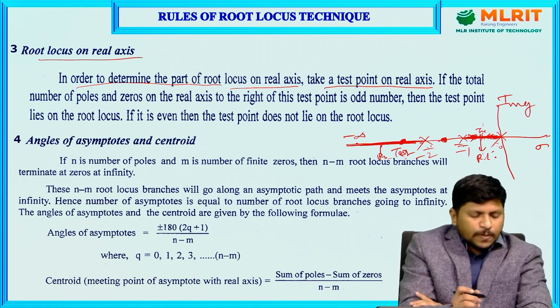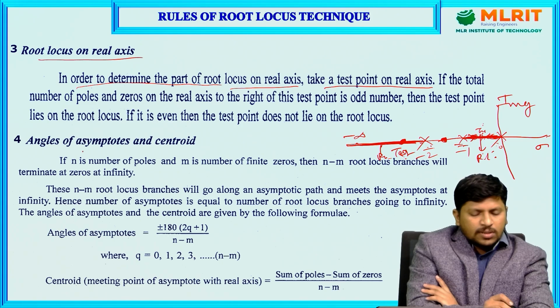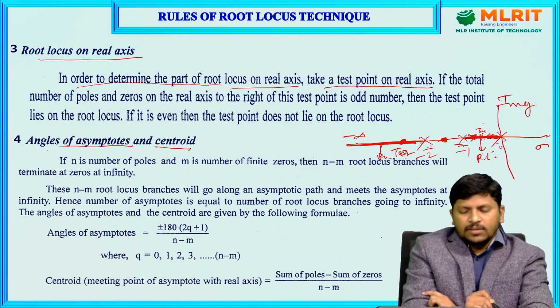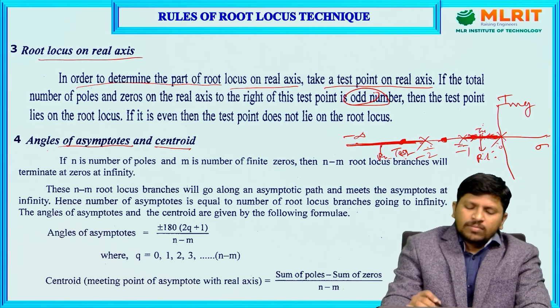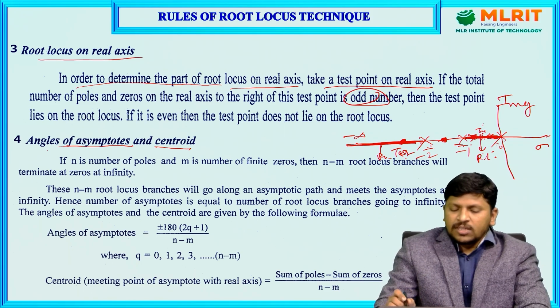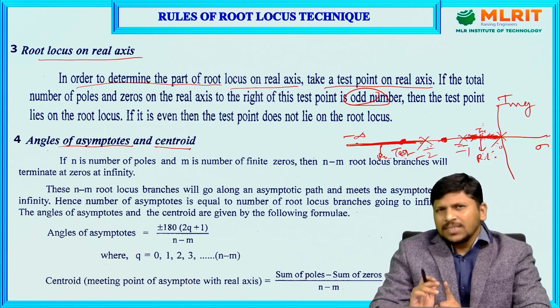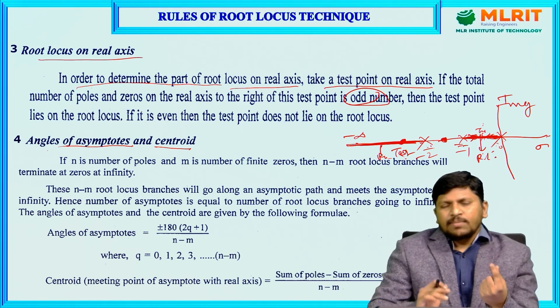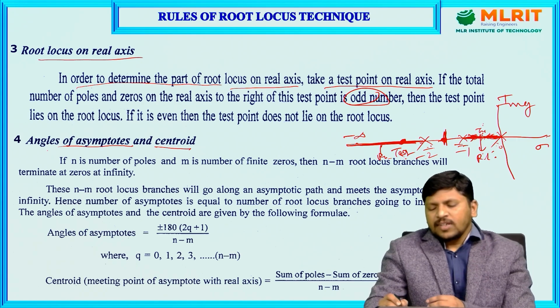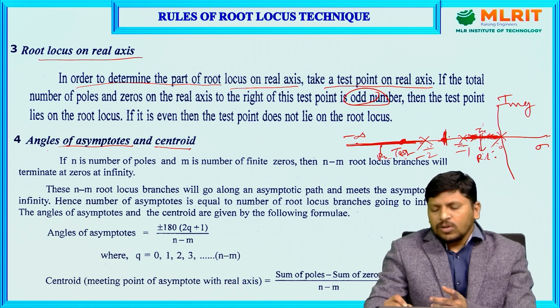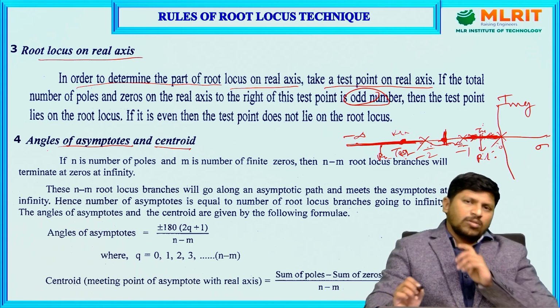Next, angle of asymptotes and centroid. Here, an odd number means root locus exists. You must count the right side of the test point only. For example, for a test point here, on the right side there are 1, 2, so two, an even number, so no valid root locus in this place. So here are the two root locus spots.